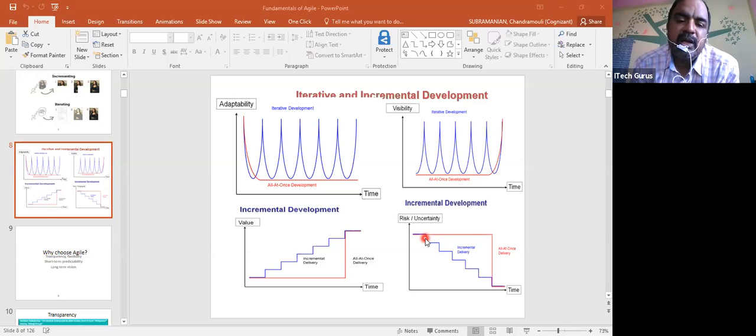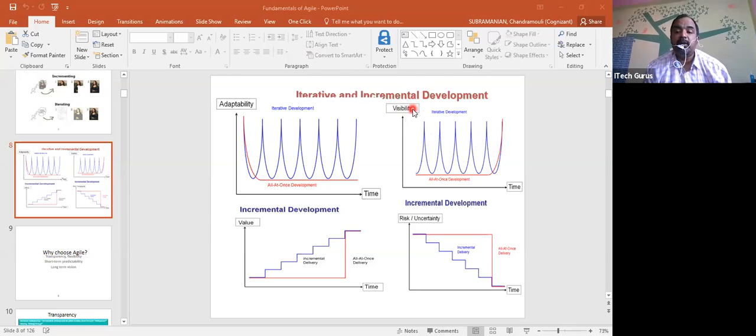This is what these graphs talk about: adaptability, visibility, value, and risk. We need to design agile in such a way that that happens. That happens only if you are prioritizing based on the risk. Then only the risk will go down like this, the value will go up like this, the change and adaptability will go like this, and the visibility will occur to the customer. Because if you give a low-visibility product now, they will not use it at all.